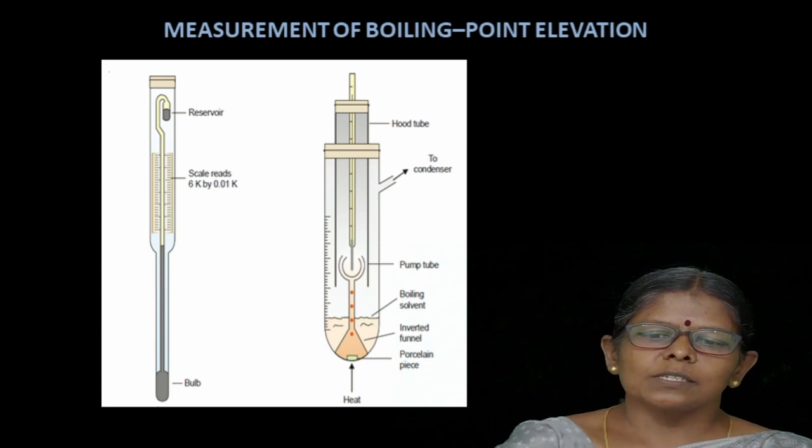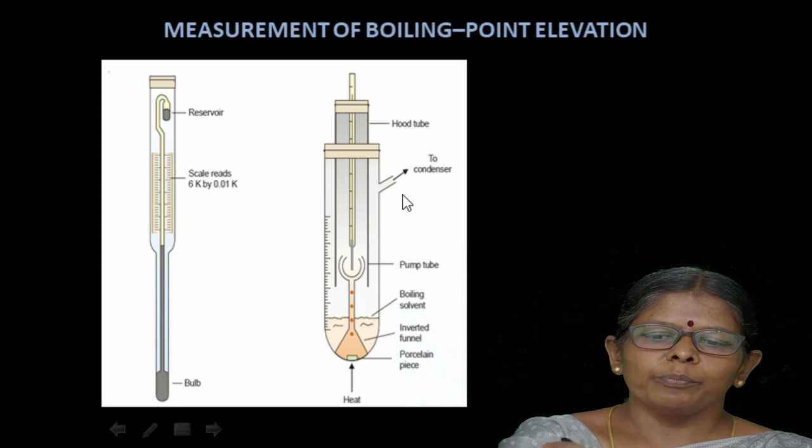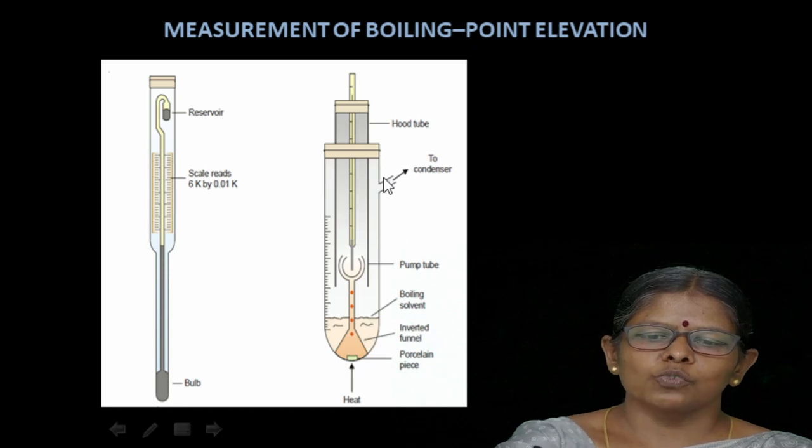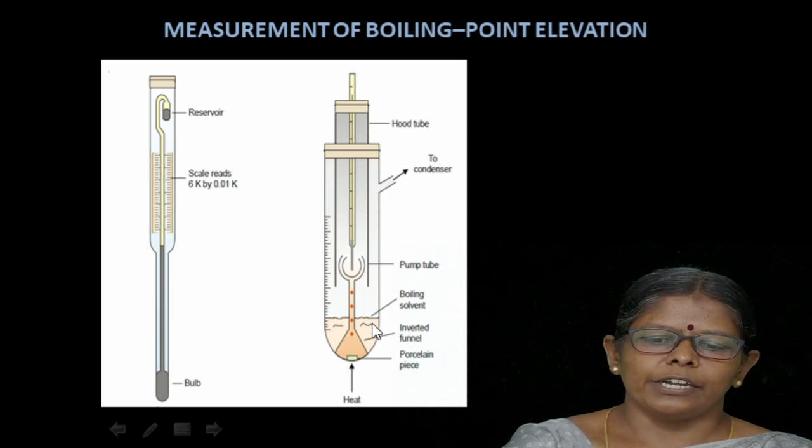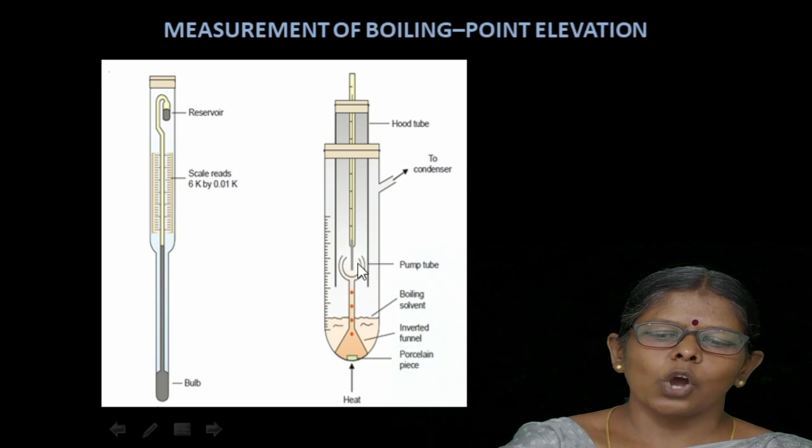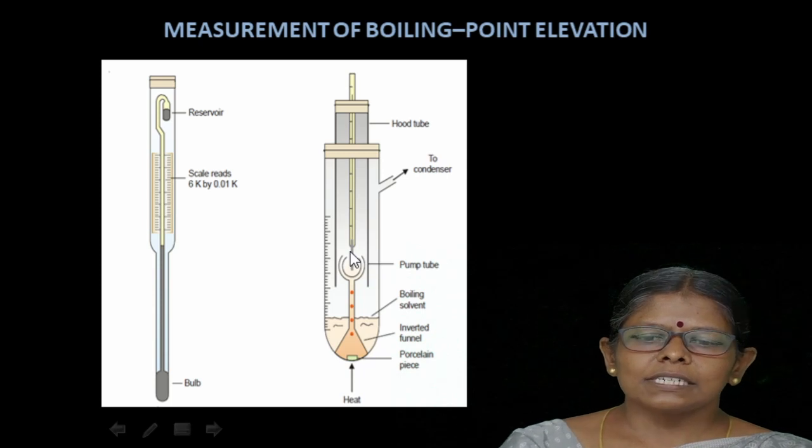Here, Cotrell's method consists of 4 important apparatus. The first one is the glass boiling tube with graduations in volume, which can attach to a vapor phase condenser at its side arms, and it has an inverted funnel with a 3-armed edge. As soon as we heat, the vapor goes and spreads along its 3 directions so that the thermometer can sense it easily.